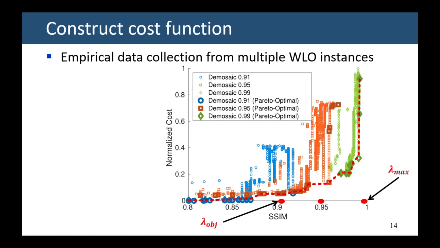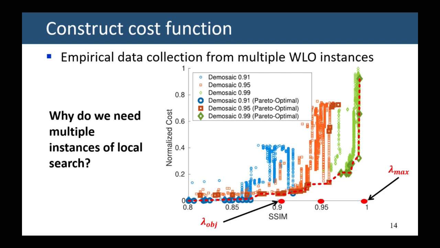The question now is, why do we need multiple instances of local search? The answer is simply to obtain a better Pareto frontier by combining all the designs of multiple local searches. The local search will explore the designs near the target in detail, finding much better designs for the region of interest. By combining the designs from multiple local searches, we can obtain a better Pareto frontier in a wider scope, as the dashed red line in the figure.